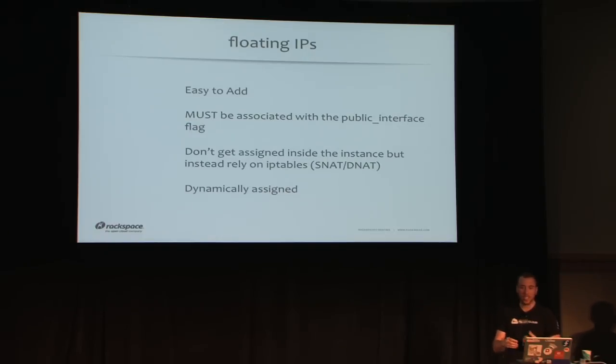They don't actually get assigned inside the instance. I think that's probably one of the biggest misconceptions about floating IPs. They don't get assigned inside the instance. They're actually SNAT and DNAT rules. Well, it gets assigned to the compute host, and then it's a combination of DNAT and SNAT rules that get applied on the compute host to make it happen. They're dynamic in that I can assign it to an instance, I can unassign it, and assign it to another instance.